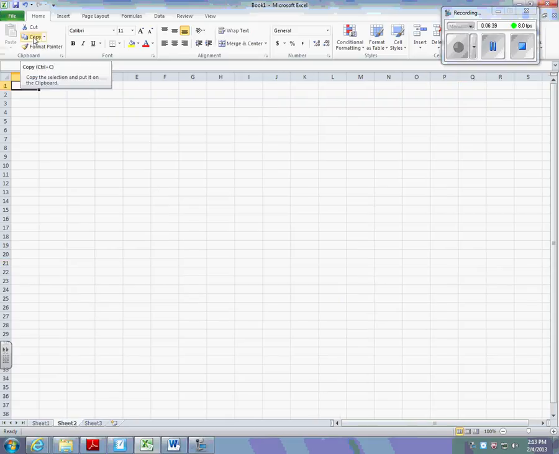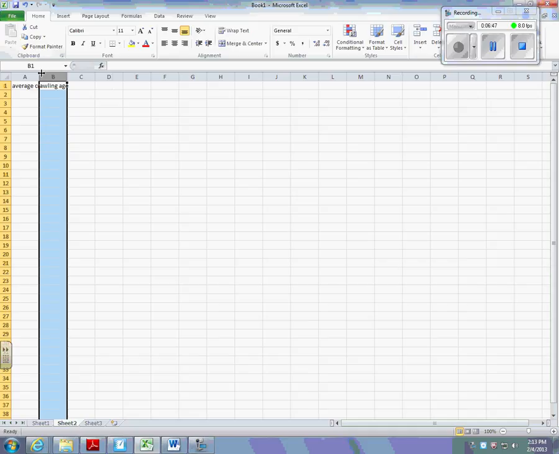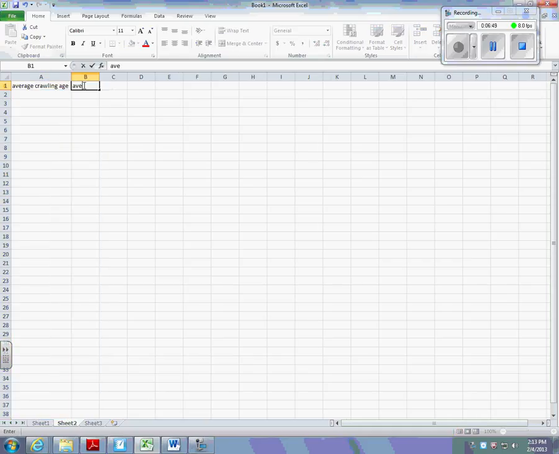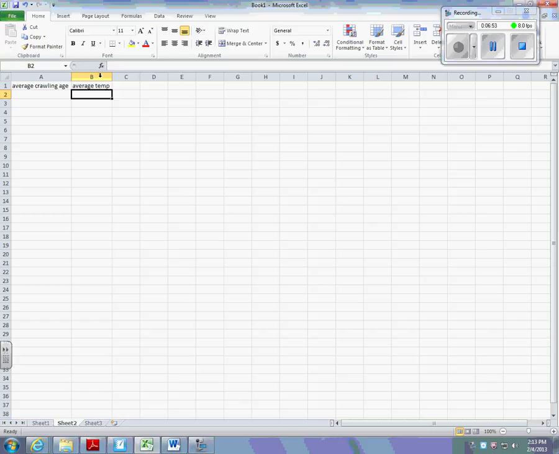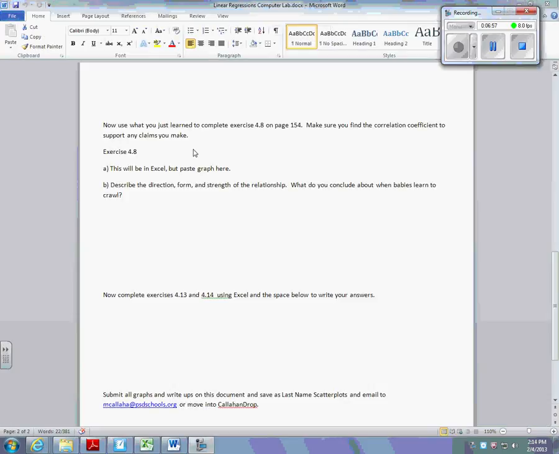It doesn't matter. All you're going to care about for the next problem is average crawling age, and then the average temp. The birth month doesn't matter. Okay, that's just extra data in there. That will take you through exercise 4.8.